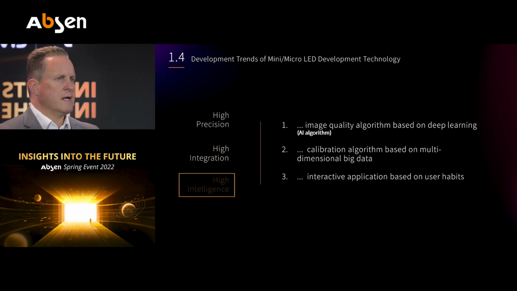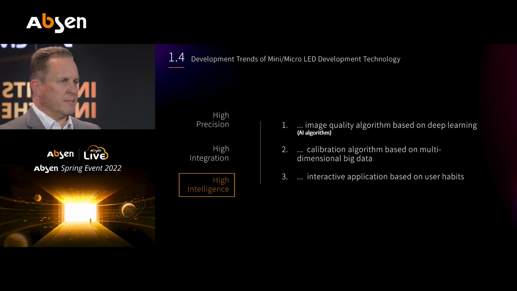Then we do have the high intelligence. The image quality algorithm based on deep learning is a kind of AI algorithm. Then the calibration algorithm based on multiple dimensional big data, and the interactive application based on user habits. For the last one, you can imagine a smart TV or smartphone, where we get guided by the user habits.